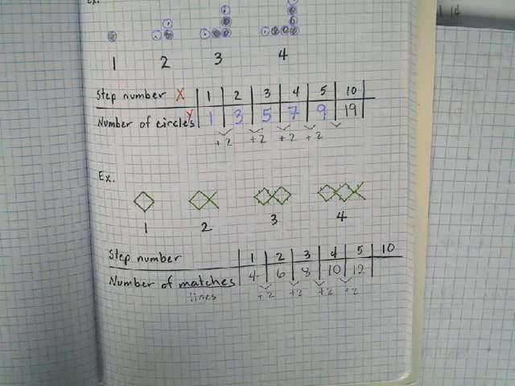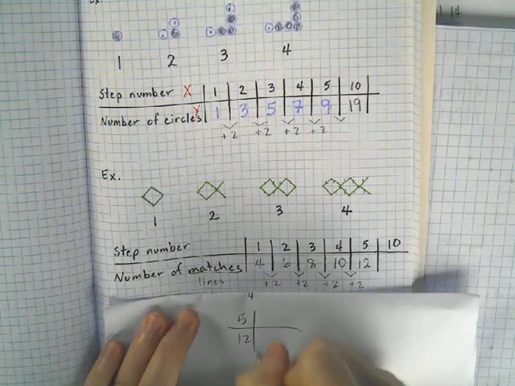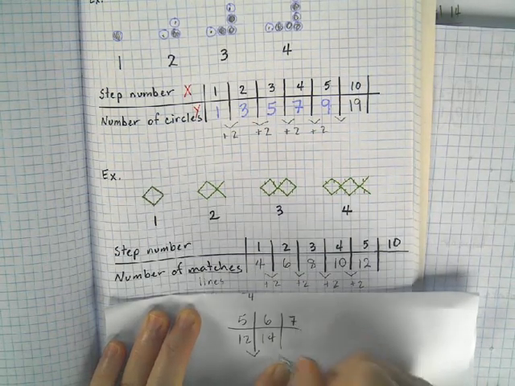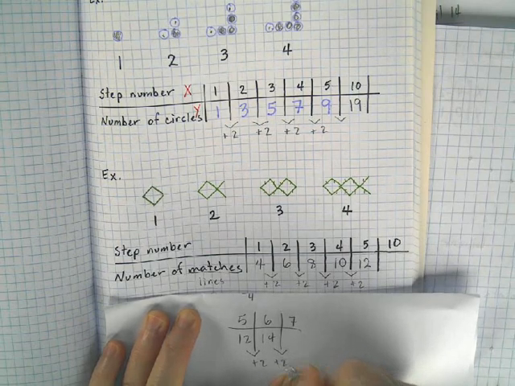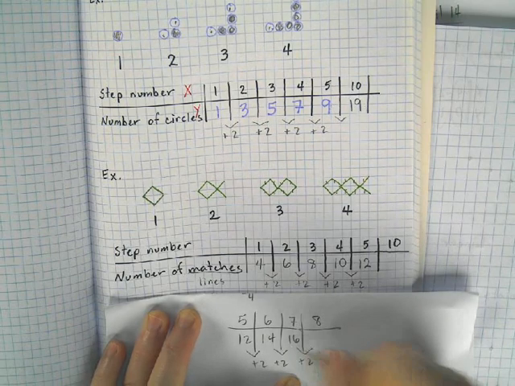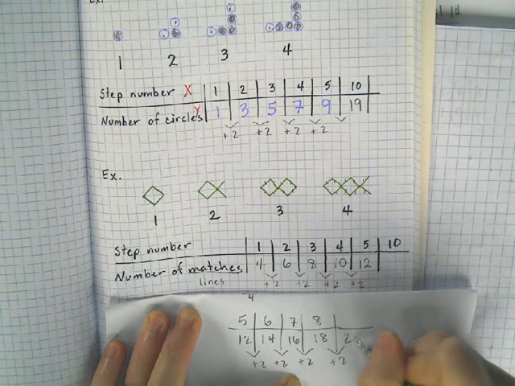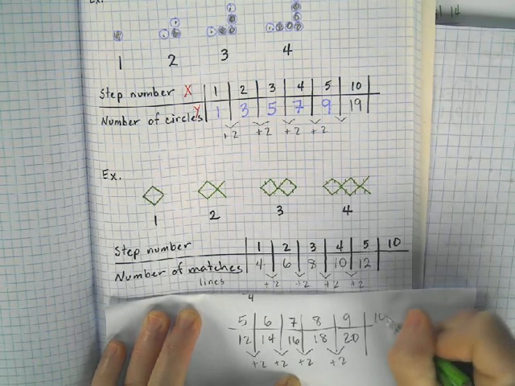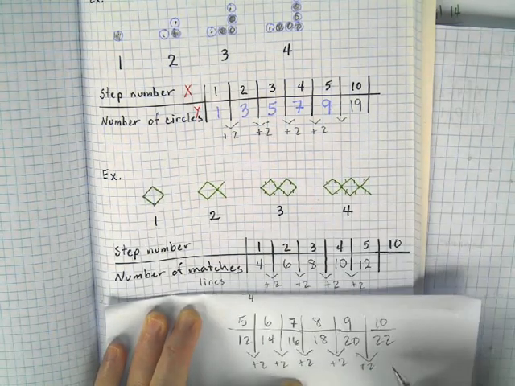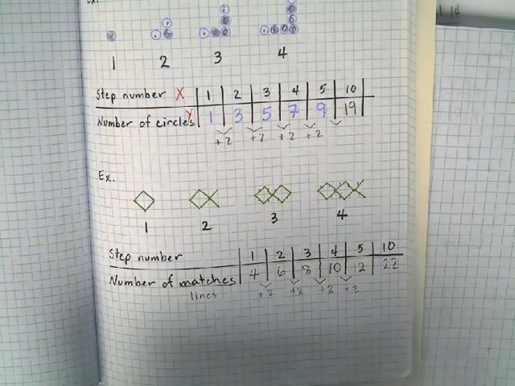Okay, so I could do this. I could say, okay, 5 was 12. So 6 is going to be plus 2, is going to be 14. 7, also plus 2, that's 16. 8, I can do a plus 2, that's going to be 18. 9, plus 2 is going to be 20. 10, plus 2 is going to be 22. So I can extend the table, or I can think about what's going on with these numbers.